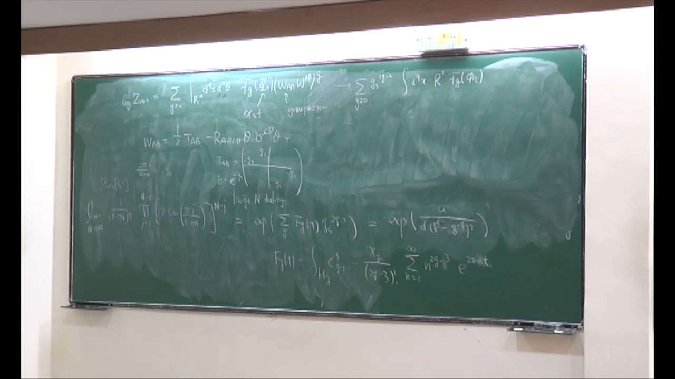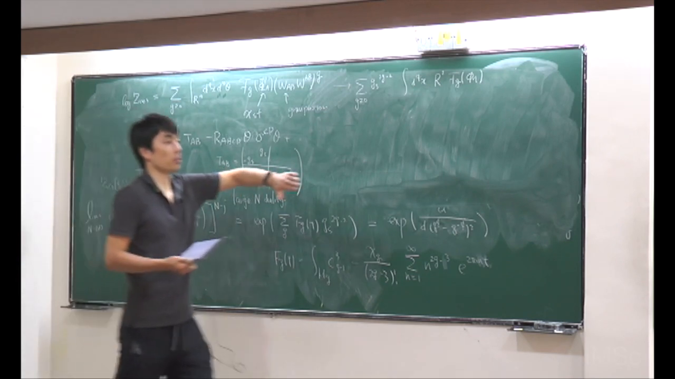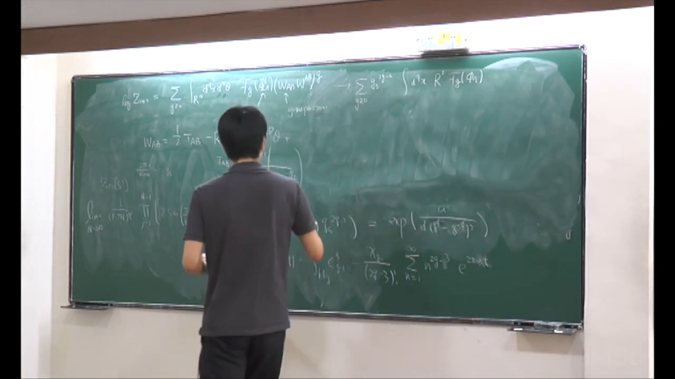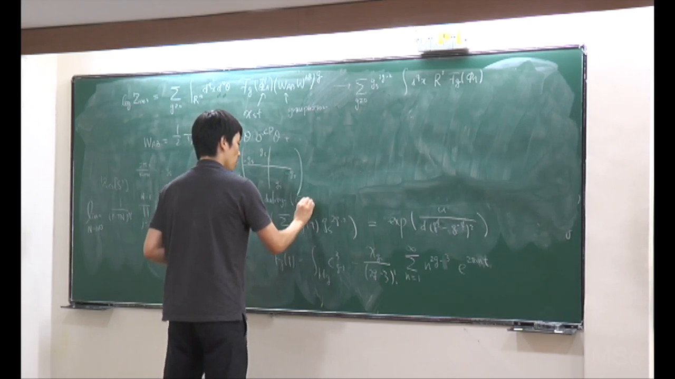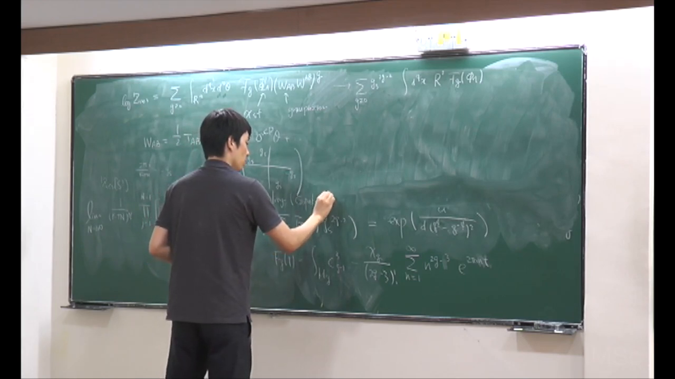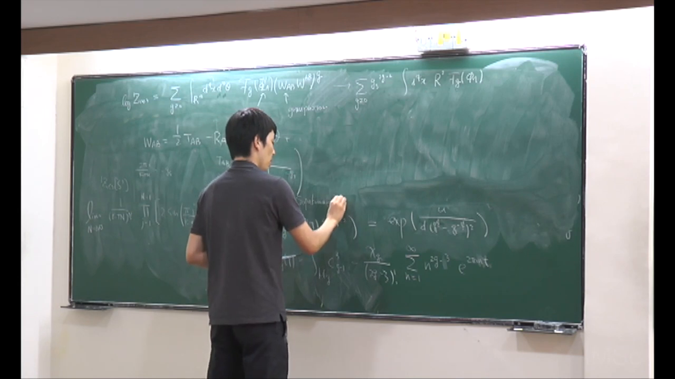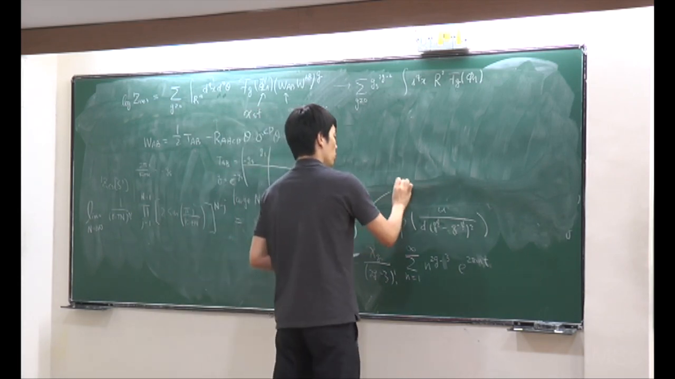Okay, when did I start? 10 minutes, okay. So that's what's going to happen without M5 prime branes. So this is essentially the Ooguri-Vafa. This is Gopakumar-Vafa. And this is geometric transition.